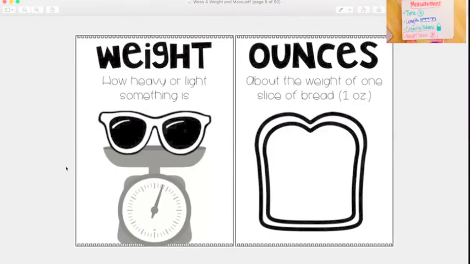Okay, so we are talking about weight, which is how heavy or light something is. So here's that scale that I drew, and we put some sunglasses, and how heavy are they? How much weight is it? We are used to hearing pounds, but there's a couple different measurements that we use. So first we have ounces, which is about the weight of one slice of bread. So if you're going to make a sandwich, you pull out a piece of bread, one piece of bread is about 1 ounce.